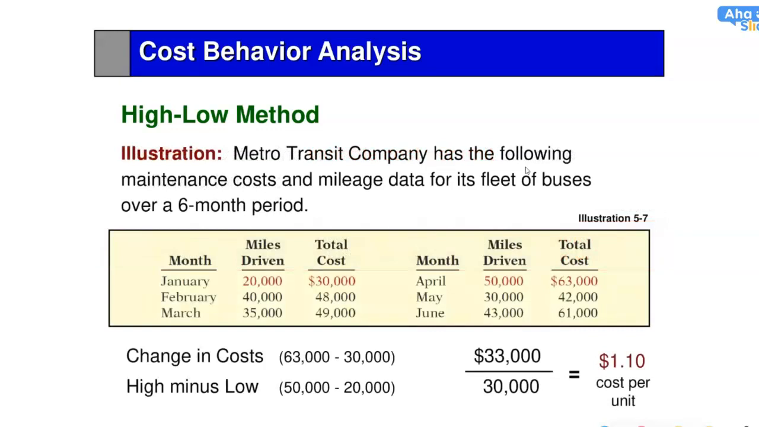An example here, we have Metro Transit has the following maintenance costs and mileage data. So this is what we do with the mixed cost. This is what an accountant would do, and that is keep track of this mixed cost over a period, let's say 6 months, and track it. And 1 month we did 20,000, the cost is 30,000 in maintenance.